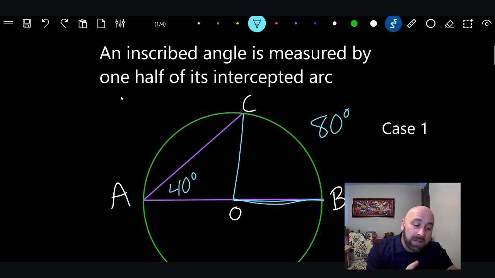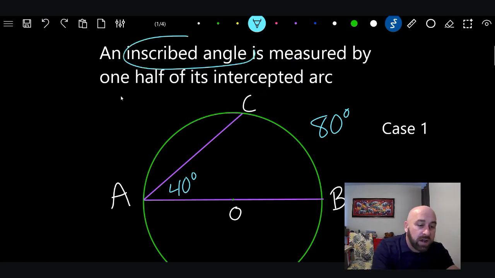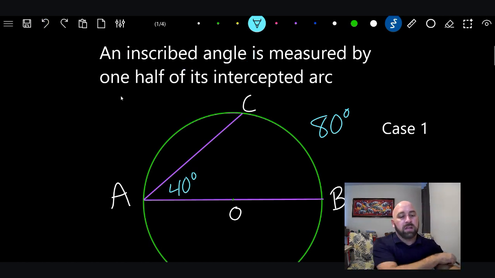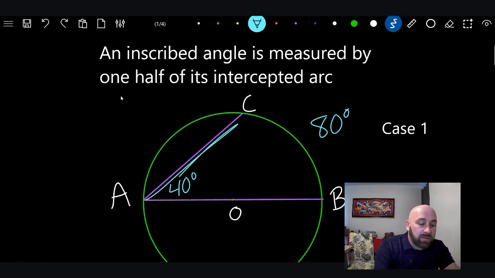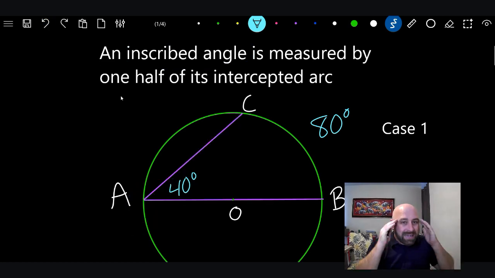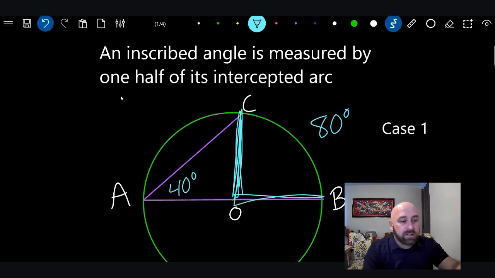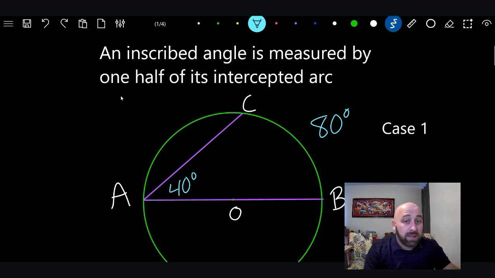But right now we're not talking about the central angle. We're talking about the intercepted arc of an inscribed angle. So now we're talking about the inscribed angle. That's this one back here, not the central angle. So get it out of your mind that it's the same. It's not the same. It's the same from this. So it'd be 80 degrees from there. But we're not talking about the central angle. We're talking about the inscribed angle.